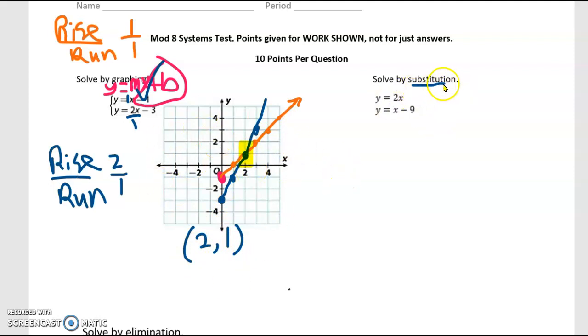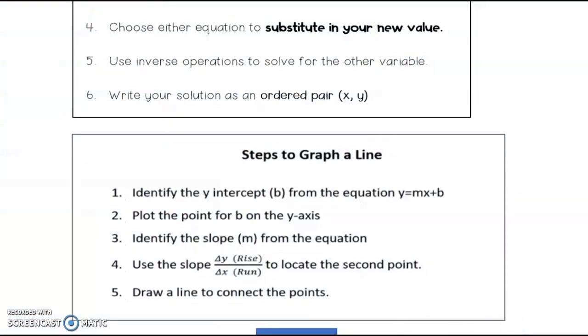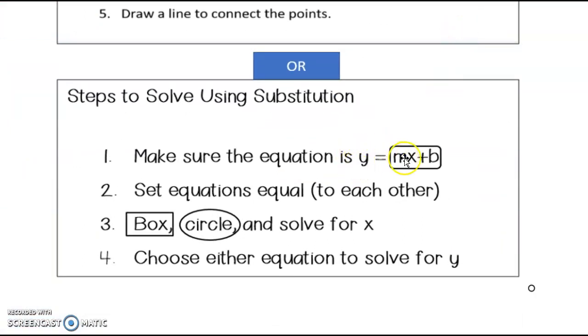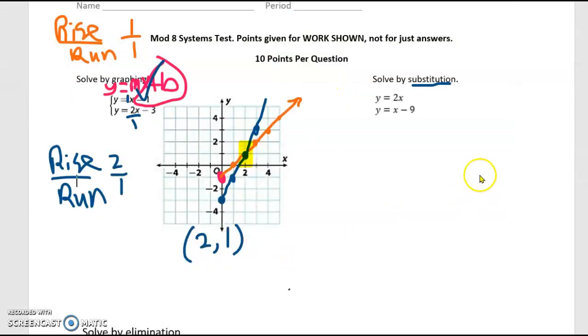All right, this one we have to solve by substitution. So we also have some substitution steps. Substitution is basically making sure your equation is in y equals mx plus b format, and then you just set the equations equal to each other. You box and circle and choose one equation to solve for y. So let's look at this. It looks like we have y equals 2x. So that means anytime I see y, I can actually write 2x. So I am going to substitute 2x in for y.